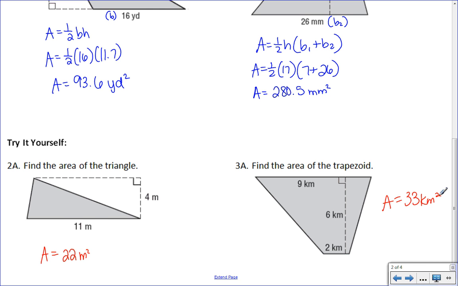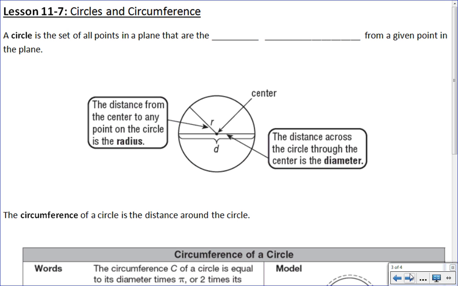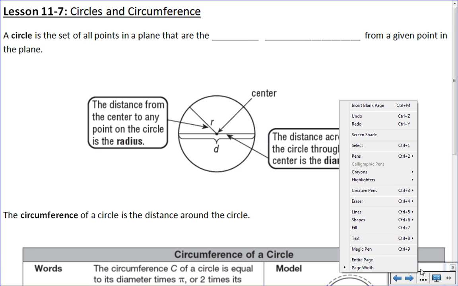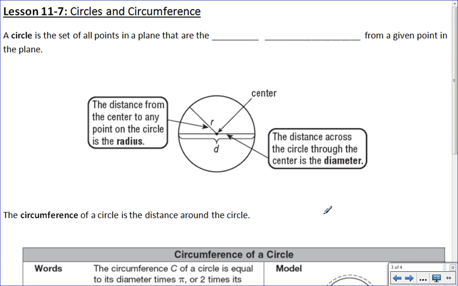Okay, let's move on to section 11.7 and look at different shapes, and look at circles and circumference. A circle is the set of all points in a plane that are the same distance from a given point in the plane. And that given point is the center of the circle. So you see a circle here, and here's the center. The distance from the center to any point on the circle is the radius.